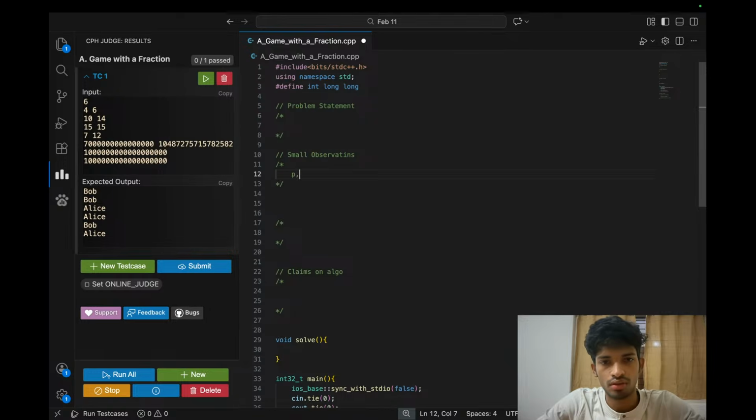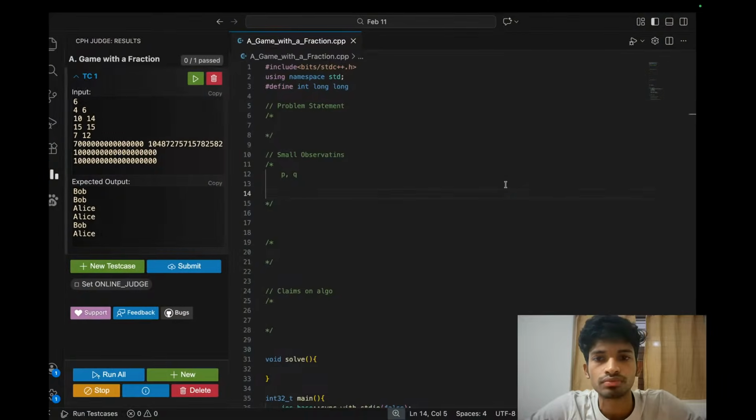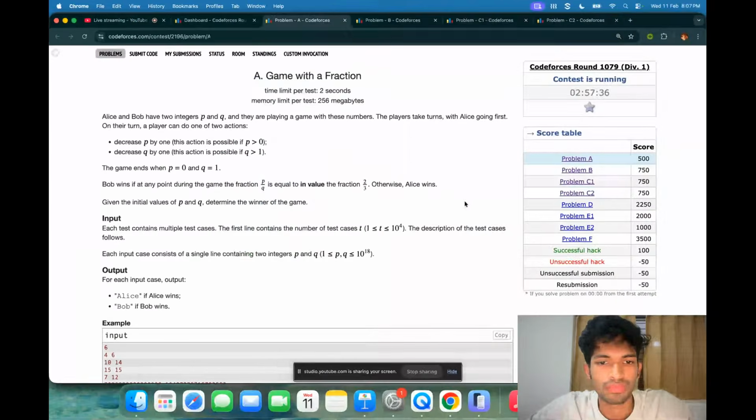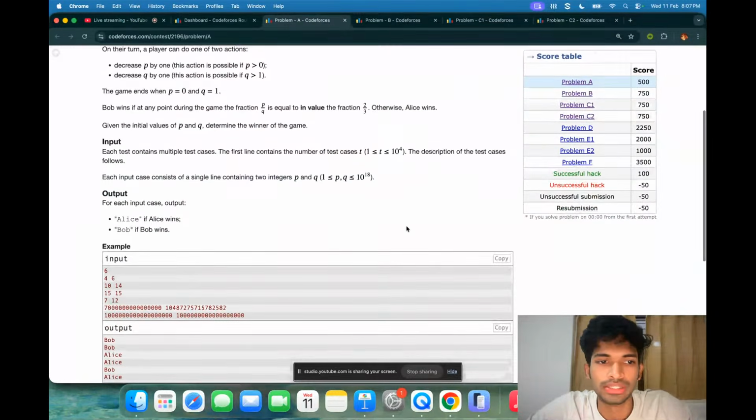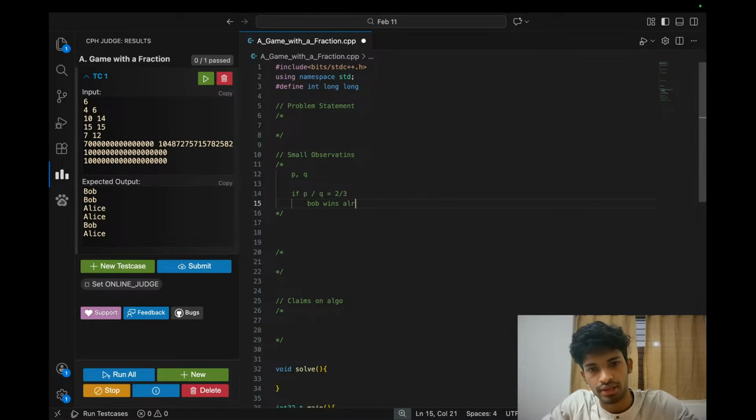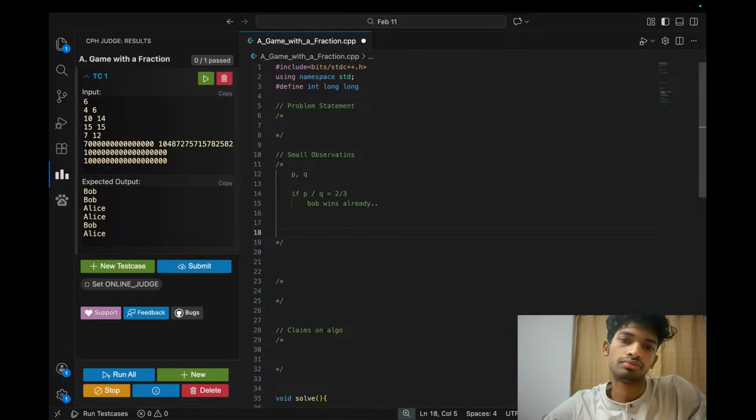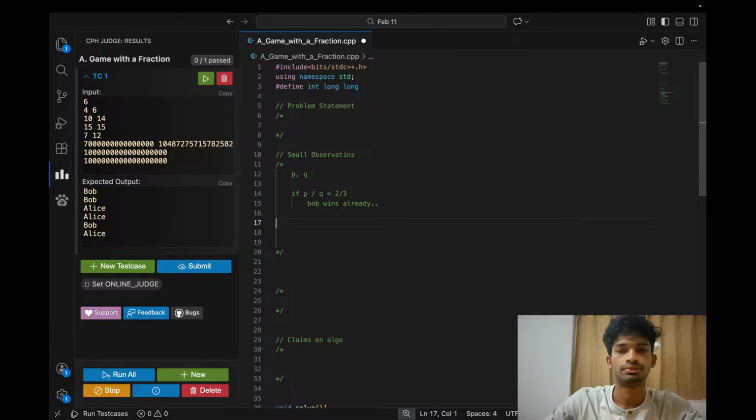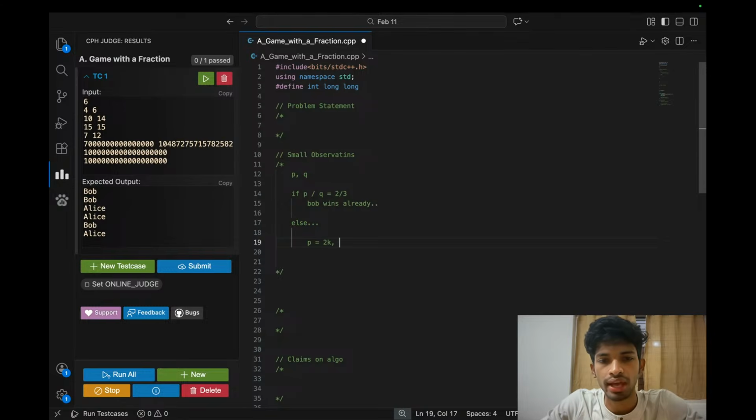P, Q, okay? Both are greater than or equal to 1. If P by Q equals 2 by 3, Bob wins already. Right. Else P will be 2k, Q will be some 3k. Right.